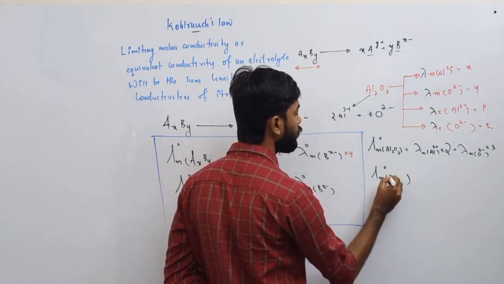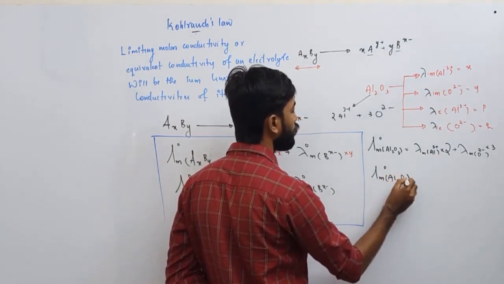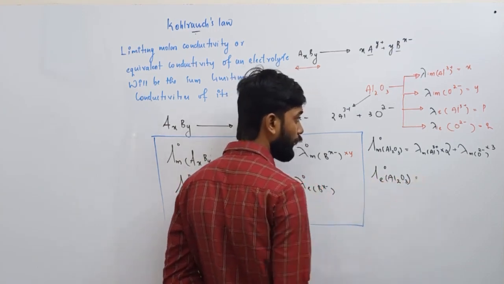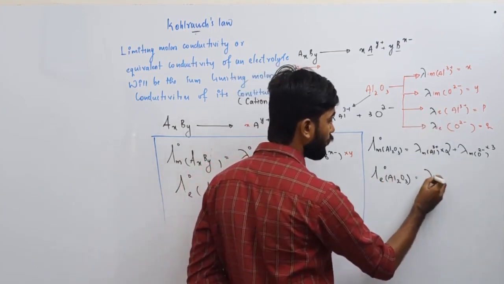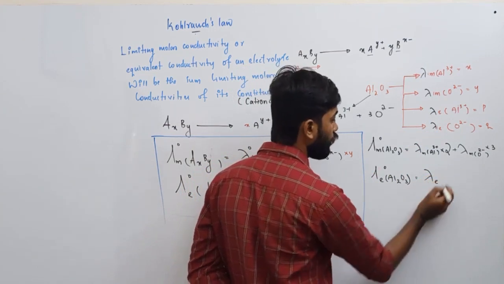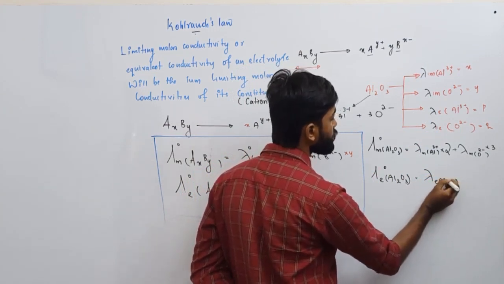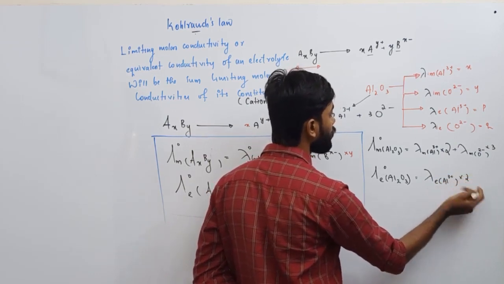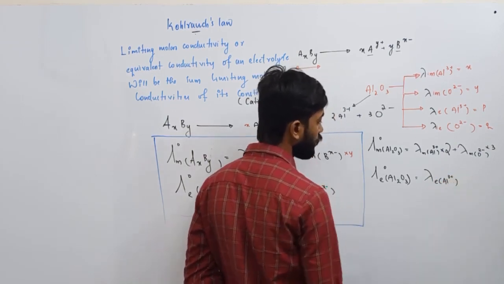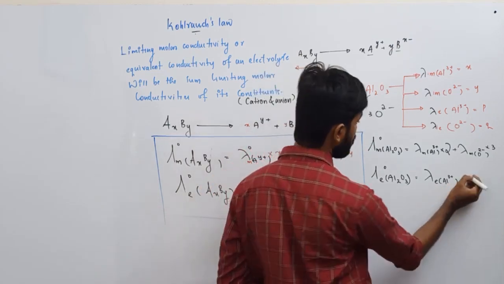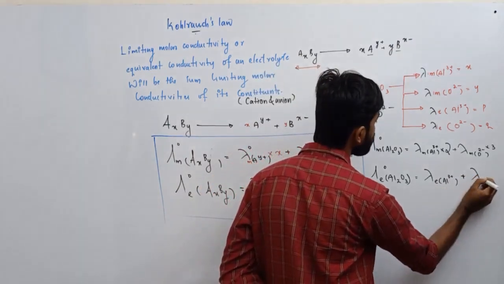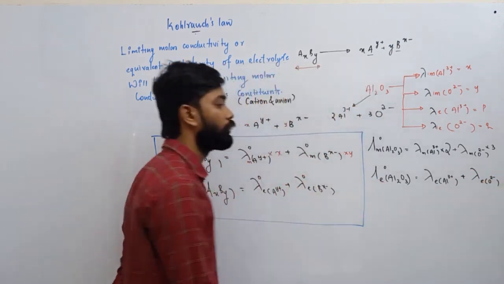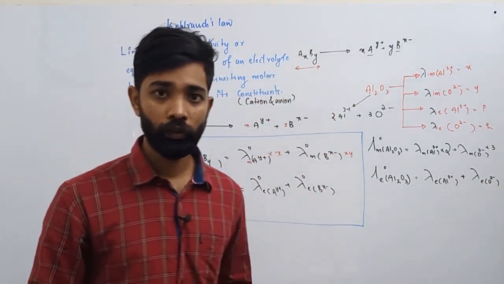Whereas at the same time, if you are asked to find the limiting equivalent conductivity of the electrolyte Al2O3, and you are given the limiting equivalent conductivity of Al3+, there is no need to multiply with the 2. Because the limiting equivalent conductivity is given, you simply sum up these two. See the difference? Okay.